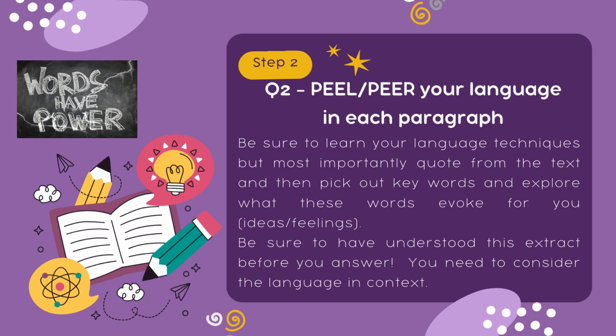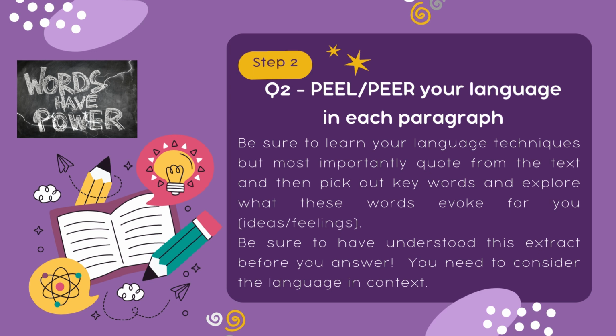So words have power, and that is step 2. It's thinking about question 2 and language. Don't forget that words have power, because when you're thinking about the language question, it's about what those words are doing to add to your experience. But the words aren't on their own. The words are in the context of that section of the story.